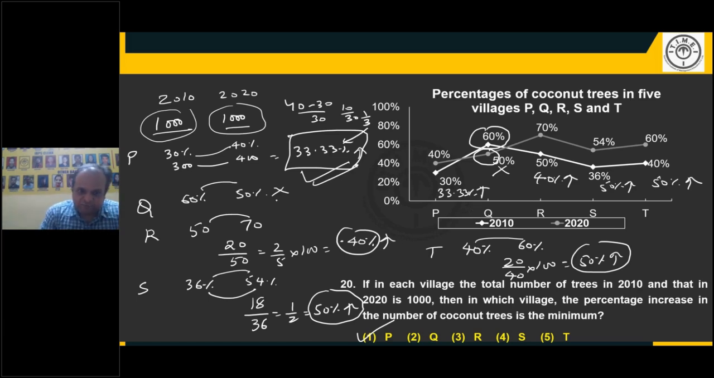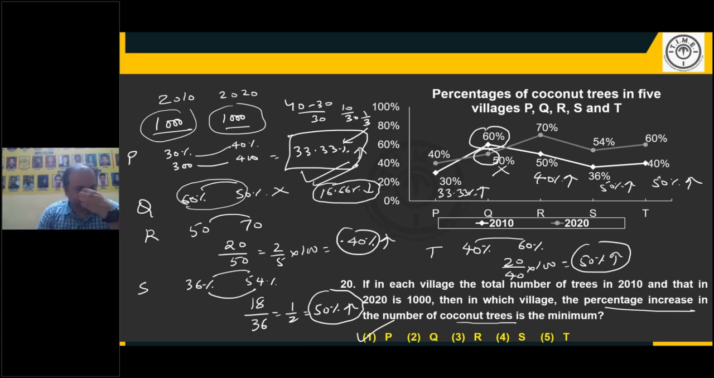In that case, you would have seen the percentage change in Q would be a 16.66% decrease, but percentage change wise, this is the minimum. But the question clearly says the percentage increase in which village is the minimum, right? Percentage increase in the number of coconut trees is the minimum. So minimum would mean you have to find the minimum among the percentage increases. But in Q there is already a decrease.